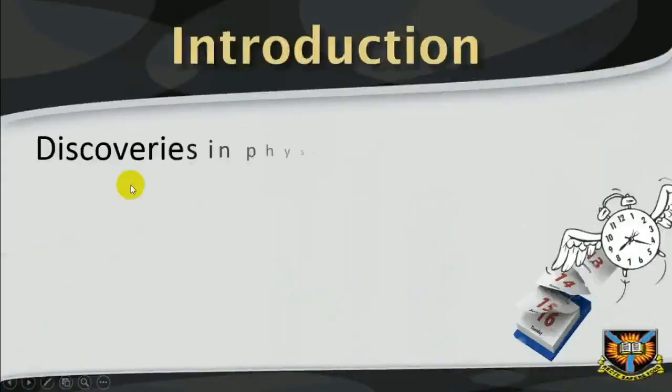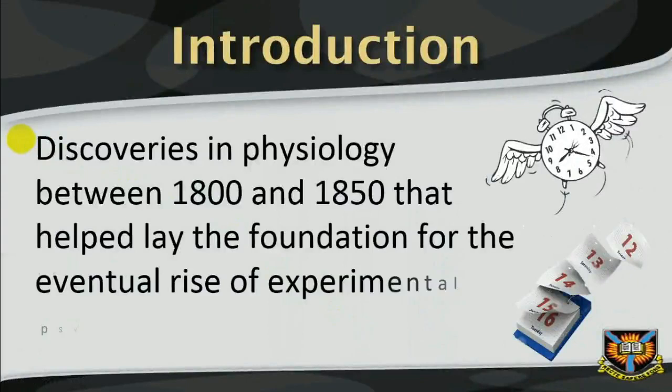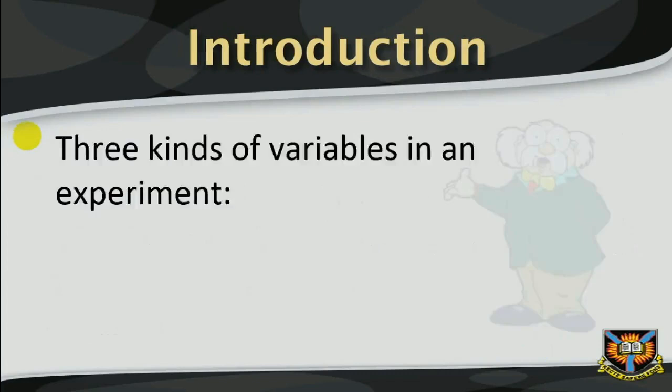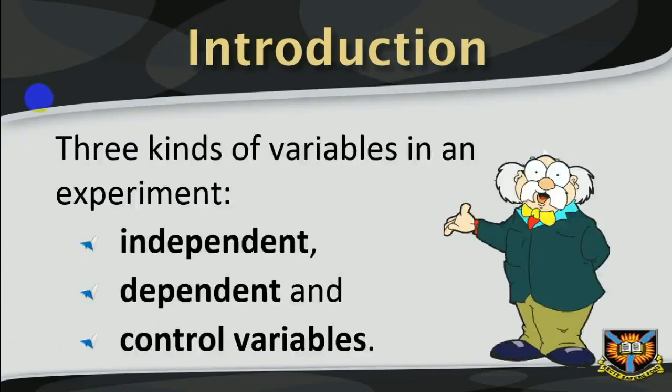Variables are the gears and cogs that make experiments run. Effective selection and manipulation of variables make the difference between a good experiment and a poor one. This study session will expose you to 3 kinds of variables that must be carefully considered before starting an experiment: independent, dependent, and control variables.